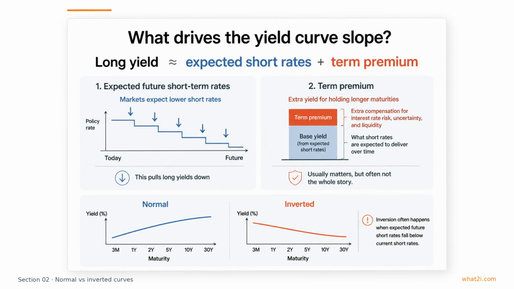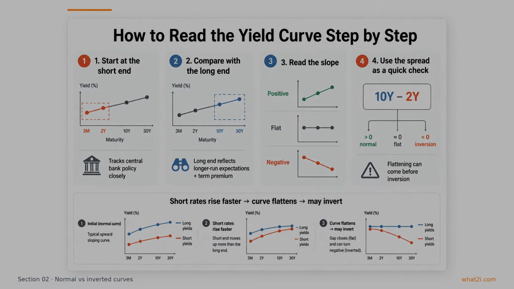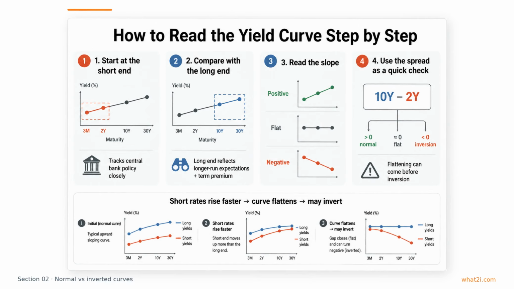When a curve inverts, that often means expectations for future short rates have fallen enough to outweigh the usual upward pull from the term premium. So inversion is often less about the premium disappearing entirely and more about the market expecting policy rates to decline later.